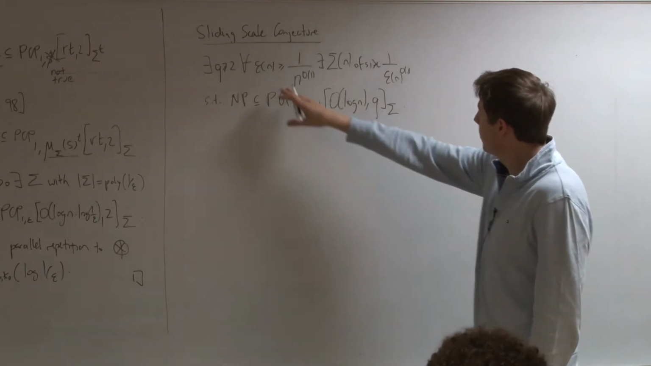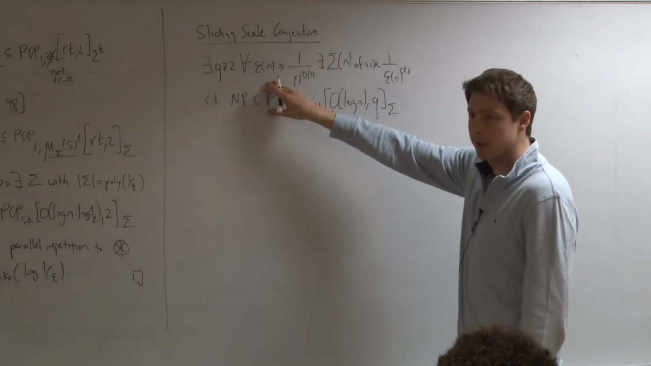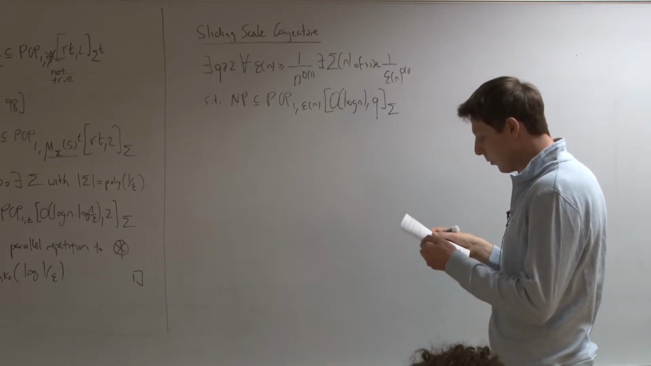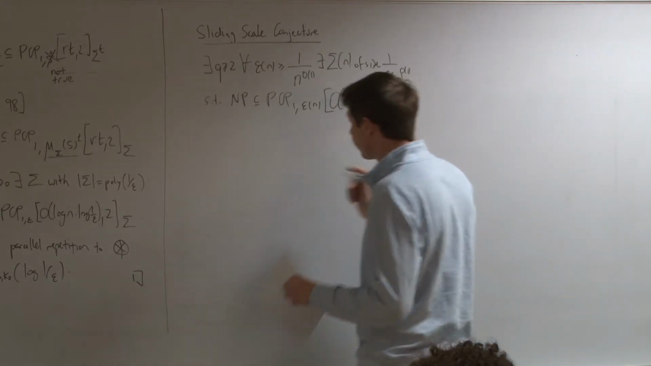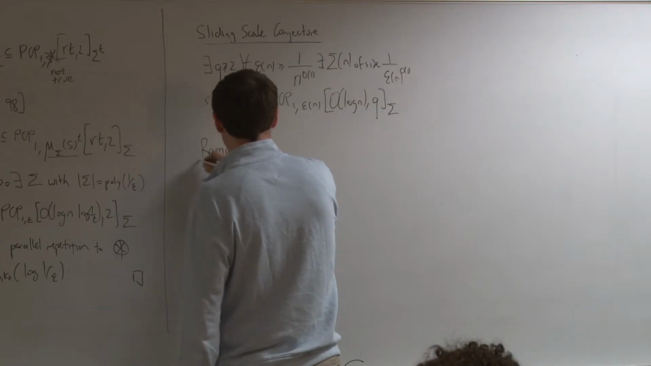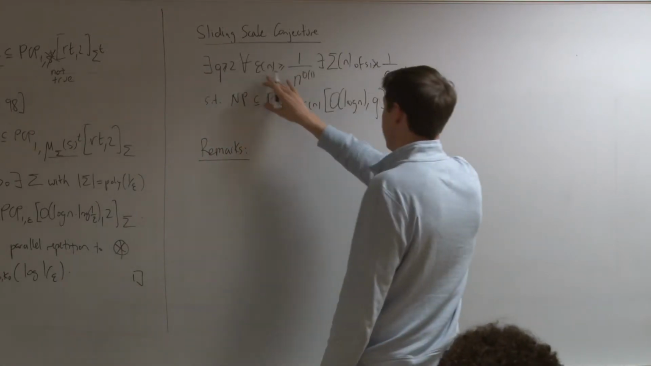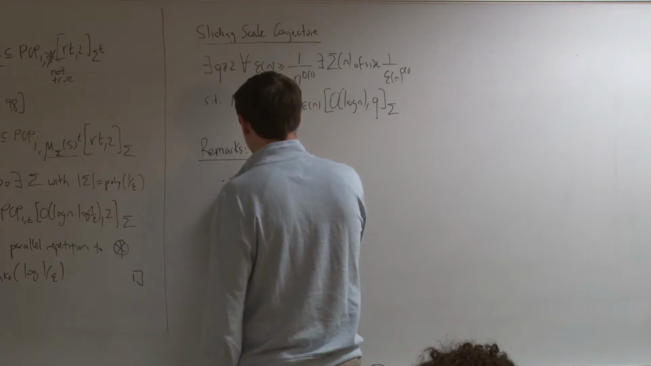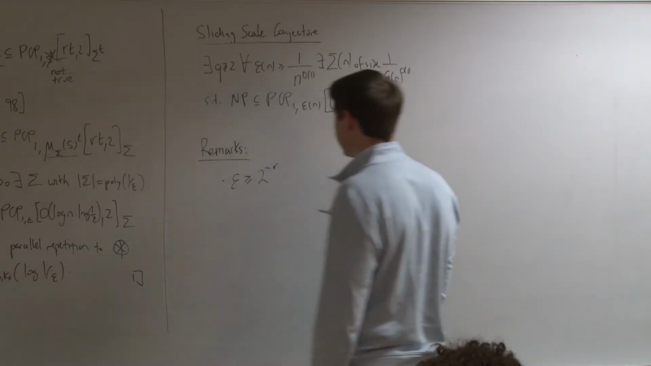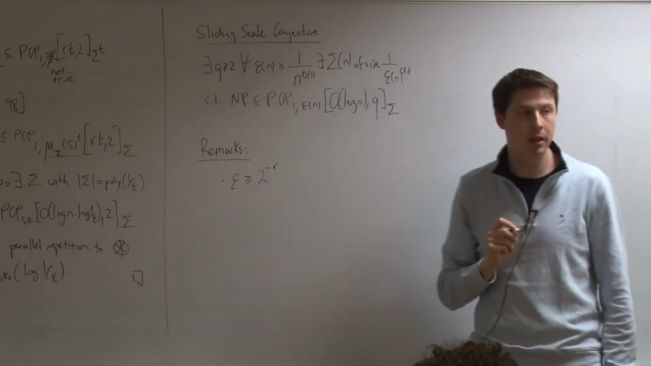Now, you might wonder, why is it that I cannot expect an error that is smaller than 1 over poly? Well, just some brief remarks on why that's the case. Certainly, we always expect epsilon to be at least 2 to the minus r, where r is the randomness. Why would that be?